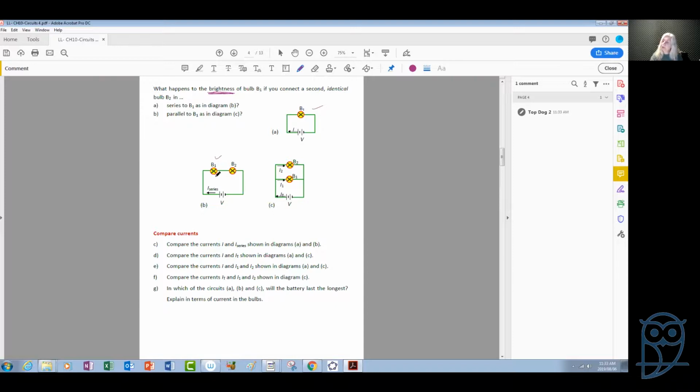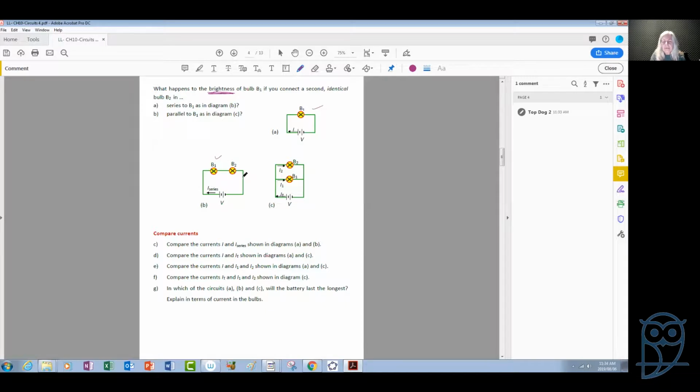The bulb B1 we expect to glow dimmer, and I wish that you could send me messages on what you think will happen. So the answer is that B1 will glow a lot dimmer than the bulb B1 in the first circuit.